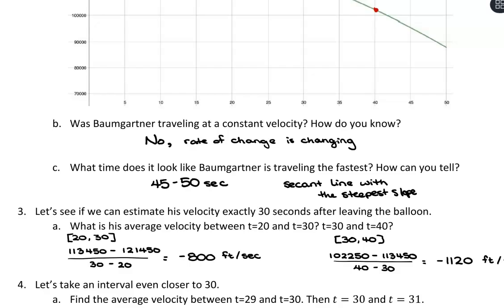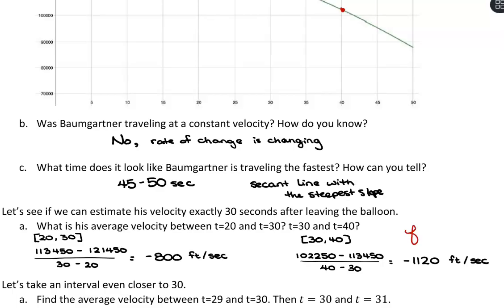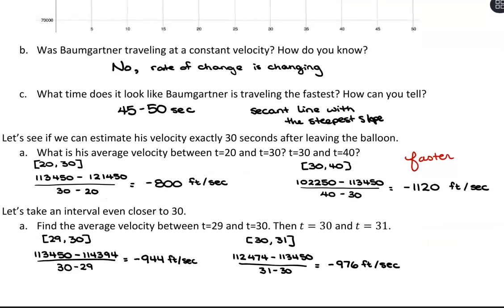If we look between 30 and 40, again plugging those values into the function to get our outputs divided by our inputs, we can see he's getting faster, with a velocity of negative 1,120 feet per second. So what if we zoom in? Well, 29 to 30 would give us an average rate of change of negative 944 feet per second. And between 30 and 31, we see an average rate of change of negative 976 feet per second.